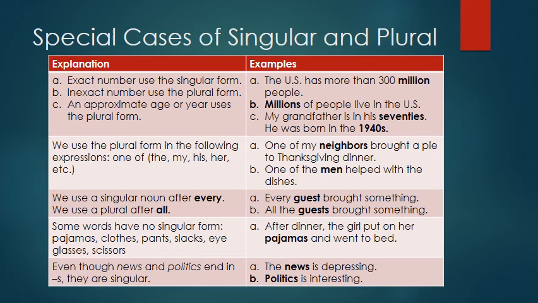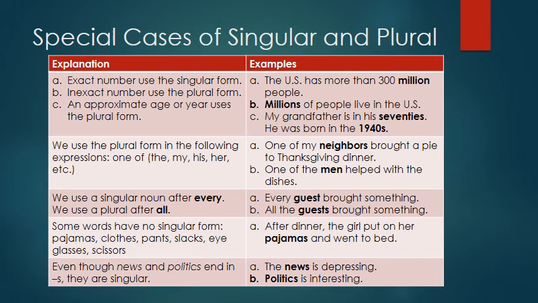Here's another confusing one. We have every and all. And basically every and all have the same meaning, right? Every means all the people. All means every person, okay? But the grammatical way that they're used is different. So after every, we use a singular noun. So here we say every guest brought something. Okay? But after all, we use a plural. All the guests brought something.